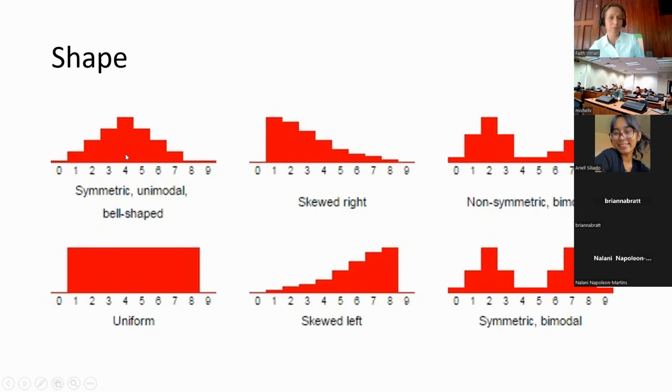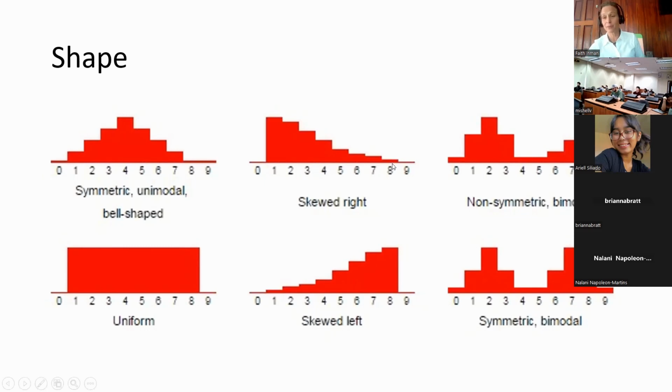Symmetrical: both sides are more or less the same. If you cut it in half and fold it, they would sort of match up. Unimodal: there's just one mode, just one peak, right? And it's bell-shaped. It's kind of short on the edges and tall in the middle, roughly bell-shaped. That's what we're looking for when we're looking for a normal distribution, and we'll go more into that this week.